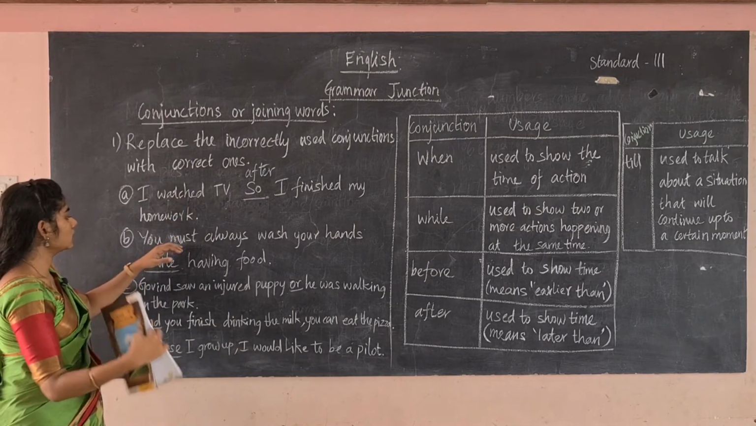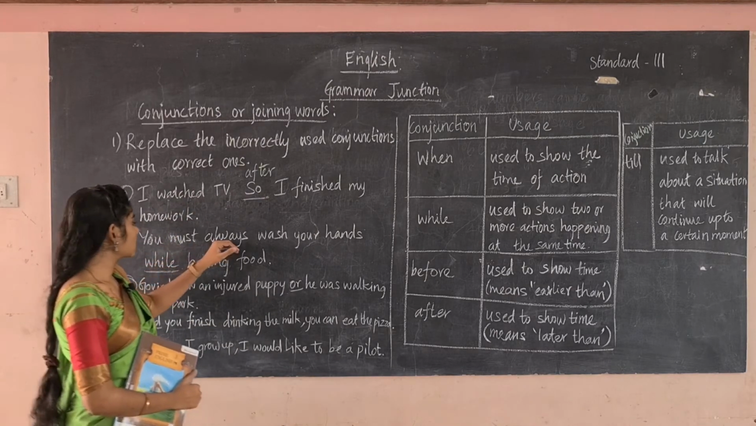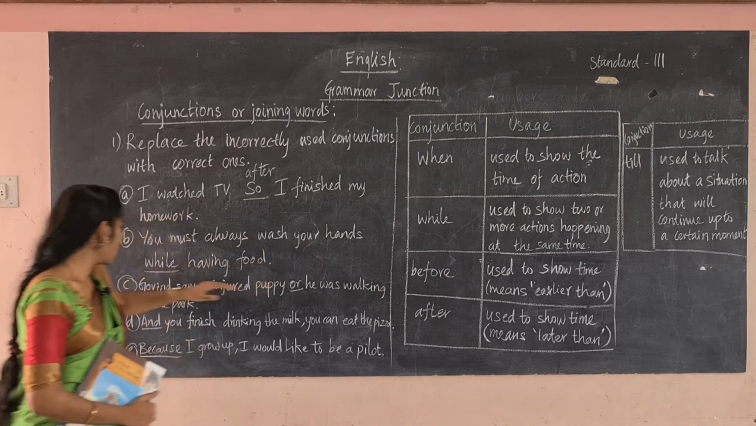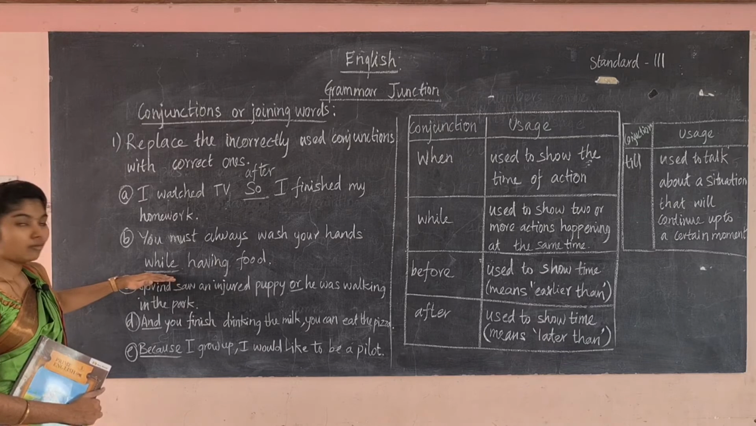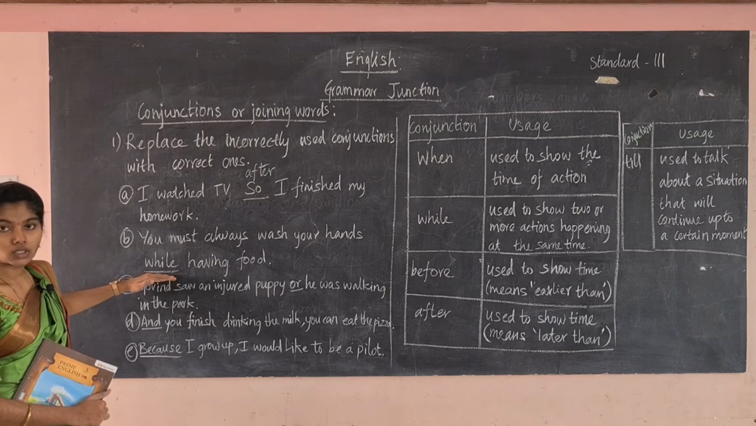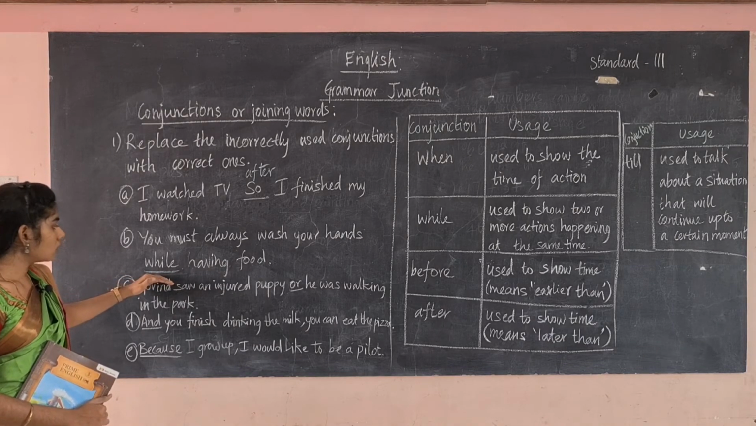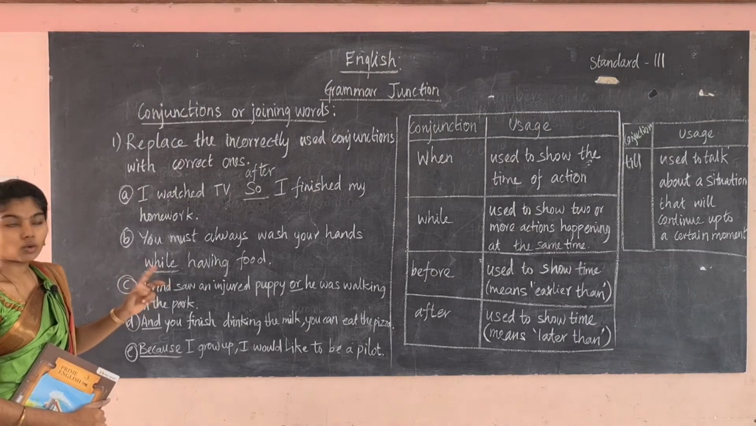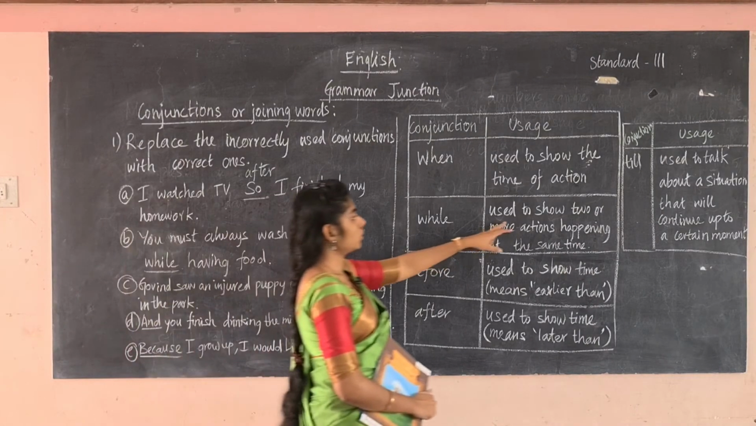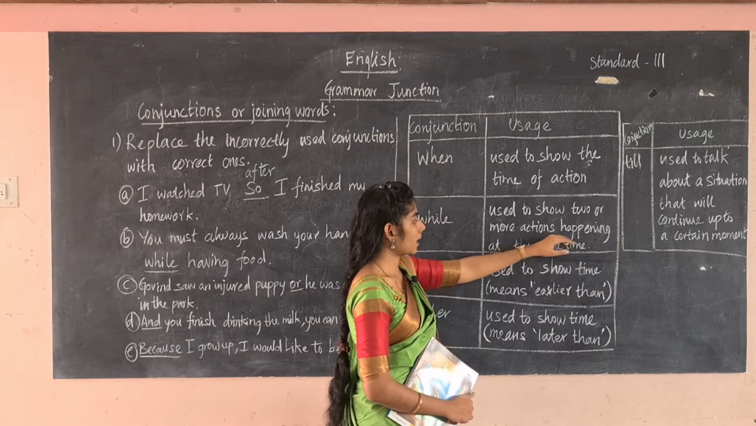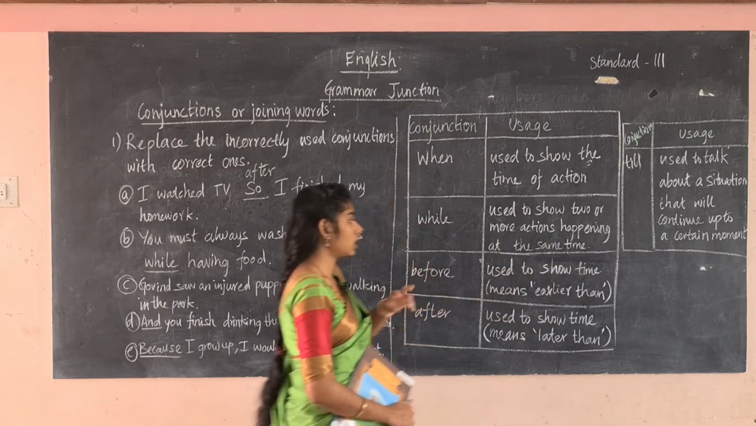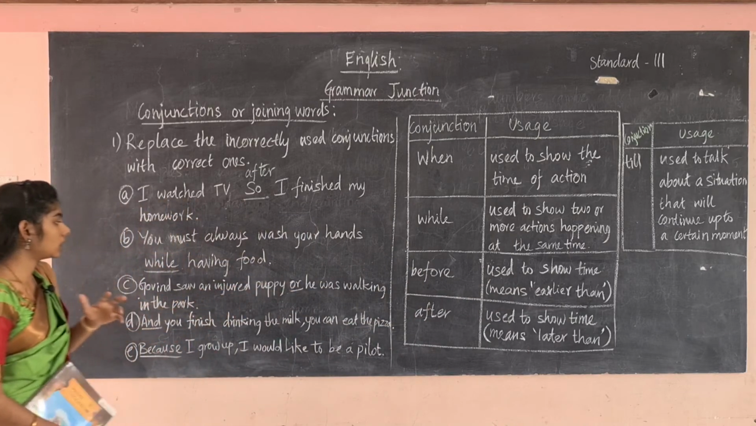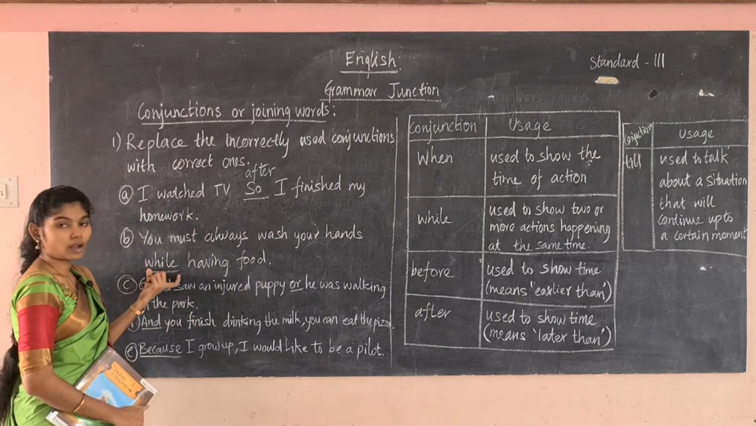And the next one is, you must always wash your hands while having food. What is the meaning of "while"? Where will you use the conjunction while? While means doing two or more things. It is used to show two or more actions happening at the same time. Two situations are happening. If two actions are happening at the same time, you will write while.